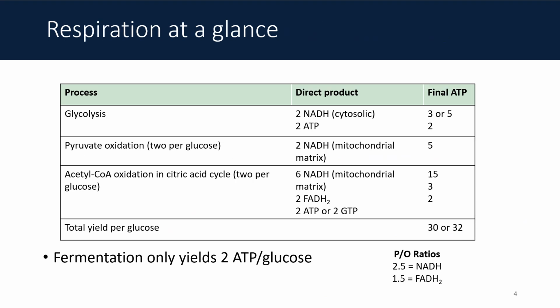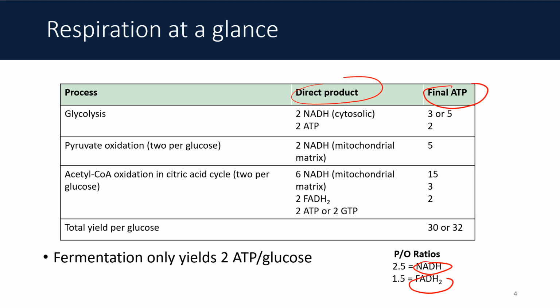Looking at cellular respiration at a glance, the primary feeder compounds that fuel the electron transport chain are, of course, NADH and FADH2. So I think a great place to begin is to go through the different stages of respiration that we've covered so far and ask ourselves what are the direct products of these pathways, and ultimately, how many ATP molecules are they going to be worth?